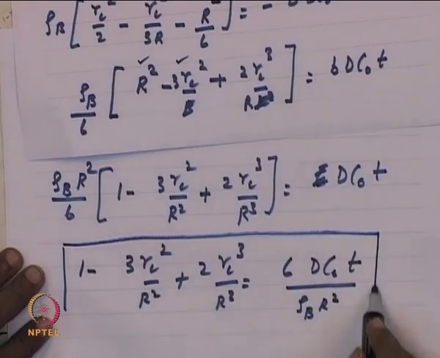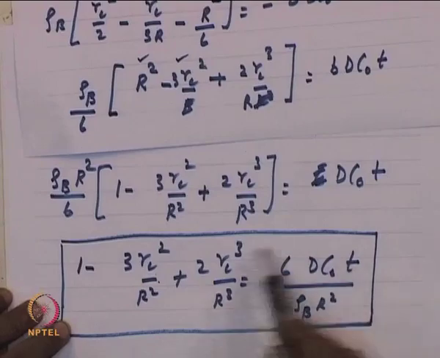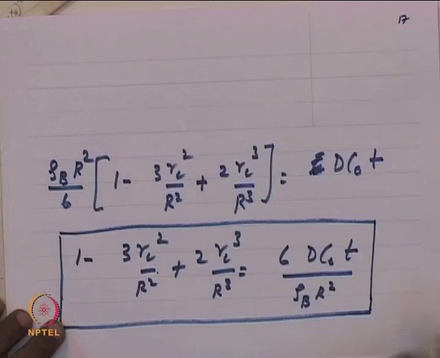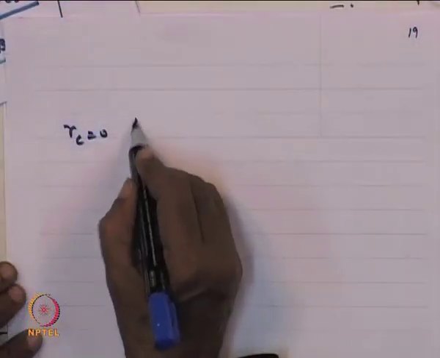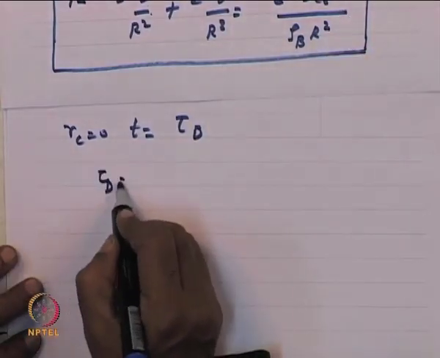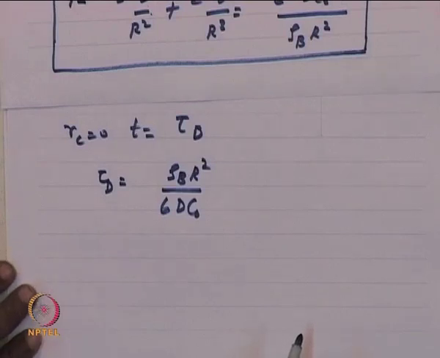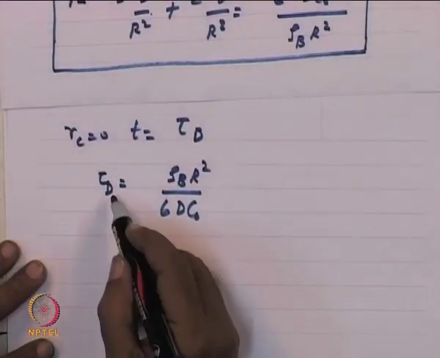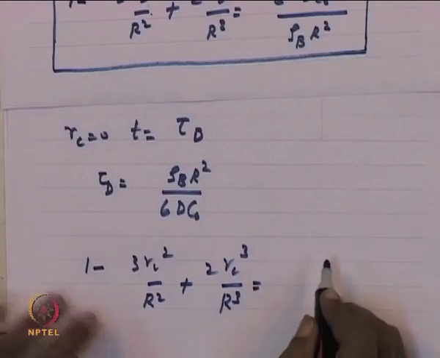So, for the case of ash layer diffusion, we have that the time dependence of the unreacted core radius is given by this relationship. Now, we notice here that when R C is 0, what does R C equal to 0 mean? That the particle has been completely consumed, which means at R C equal to 0, t equal to tau d, the time for complete consumption of the particle. So, let us just calculate at R C equal to 0, the whole thing goes off. Therefore, tau d becomes rho b R squared by 6 D C naught. Therefore, substituting for this, we get 1 minus of 3 R C squared by R squared plus twice R C cube by R cube equal to t divided by tau d.